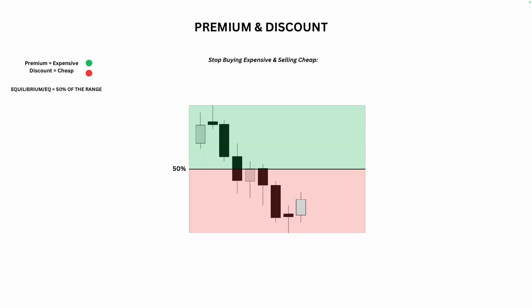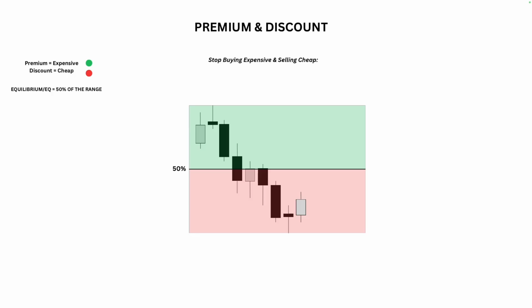So let's quickly recap. Your premium is going to be the expensive area above a 50% level inside your range, and a discount level is going to be the lower area inside your range below the midpoint. Premium and discount help us identify value, but they are not trade signals by themselves. You always got to have higher time frame context, liquidity, confirmations before entering in the market. Point blank, period.